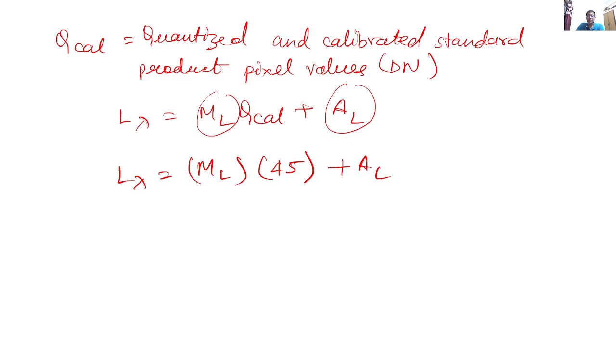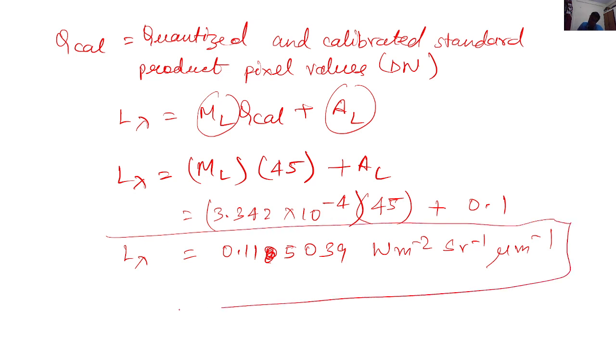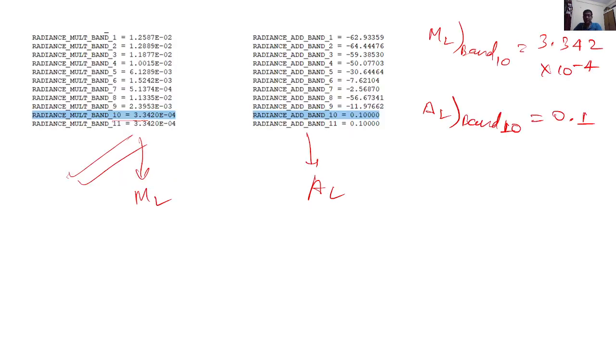Just substitute it in the previous one: 3.342 times 10 to the power minus 4 times the DN, which is 45, plus 0.1, which was the additive rescaling factor. So L lambda would come out to be 0.115039 watts per meter square per steradian per micrometer. So this is the thing.